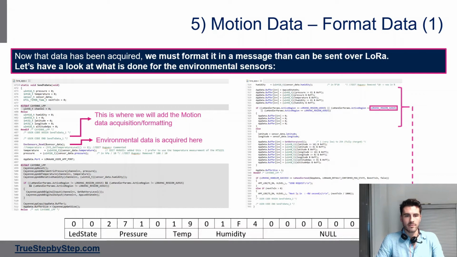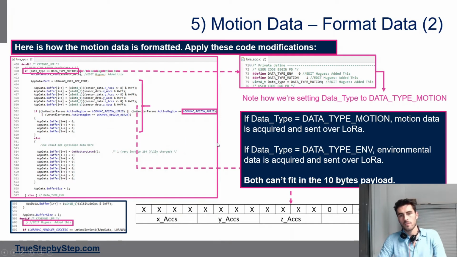And here we will have a look at the payload, app data: how is the payload that's being sent through LoRa made? We'll have a bit of a look at that. The main issue we'll have is that the payload for LoRa in Australia at least is only 10 bytes, and these 10 bytes that we see at the bottom don't allow us to send both environmental data and motion data.